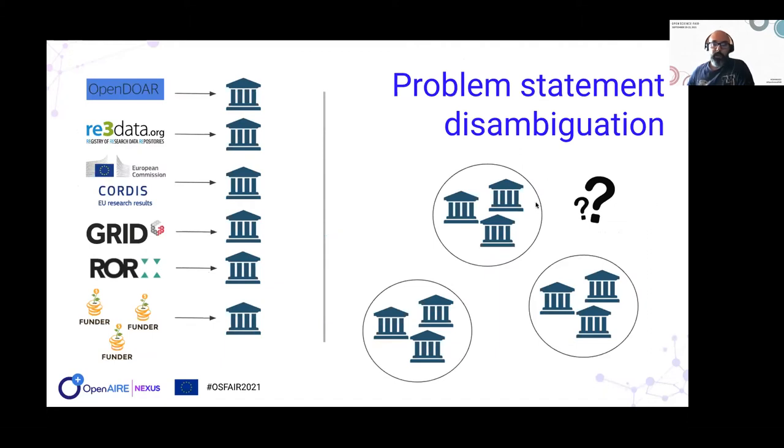So how to group these mentions into coherent clusters that represent the same real-world entity? The first approach that OpenAIRE followed was to fully automate this process, relying on a disambiguation mechanism that could be configured in a very fine-grained manner.